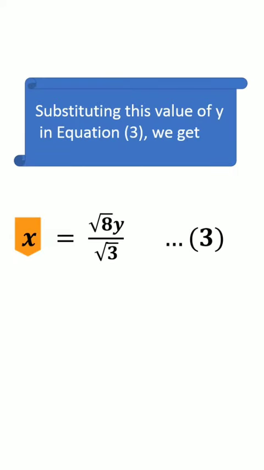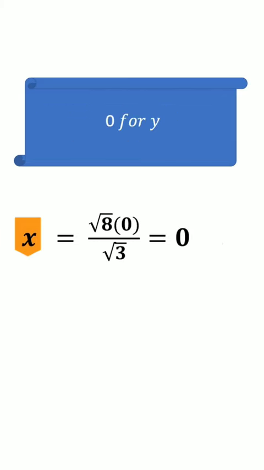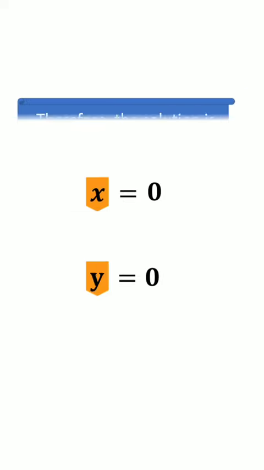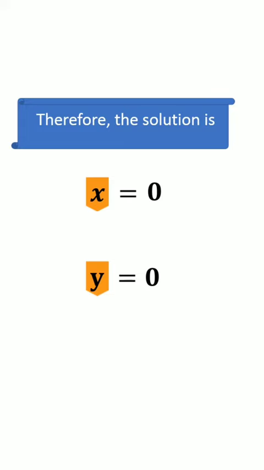Putting the value of y is equal to 0 in equation number 3, we get x is equal to root 8 into 0 by root 3, which is equal to 0. Root 8 into 0 is anyhow 0, so x is equal to 0. So x is equal to 0, y is equal to 0.